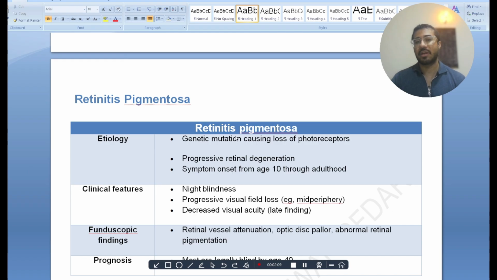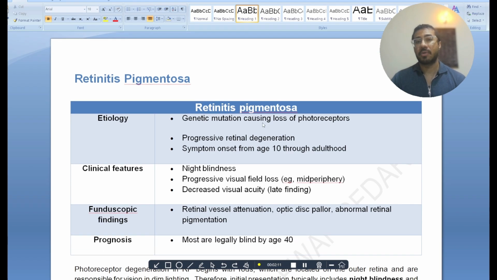So let's give it a read. Genetic mutation causing loss of photoreceptors, progressive retinal degeneration. Symptoms onset, as I told you, 10 through adulthood. Night blindness is the first symptom, and that too more on the peripheral vision. Progressive visual field loss, mid periphery. Decreased visual acuity, late finding. When the cone cells are affected, that is when the visual acuity is affected, so it's a late finding.